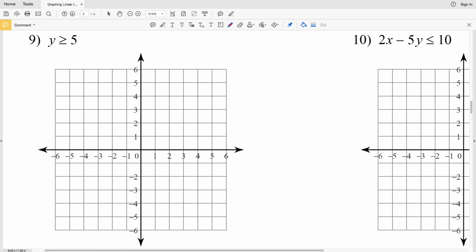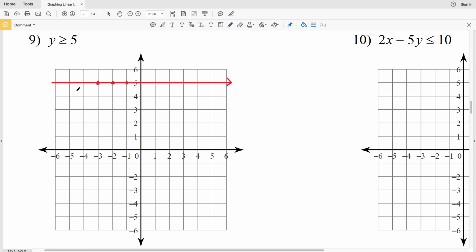In this video, I'm going to finish the Kuta Software free worksheet under the Infinite Algebra 2 section, Graphing Linear Inequalities, picking up where I left off with number 9. y is greater than or equal to 5. That means, regardless of the x value, y will always be 5. And since it's greater than or equal to, that's going to be a solid line.